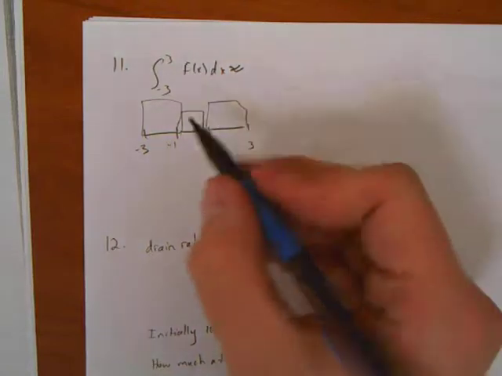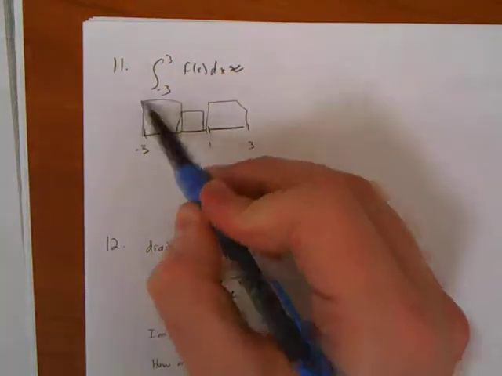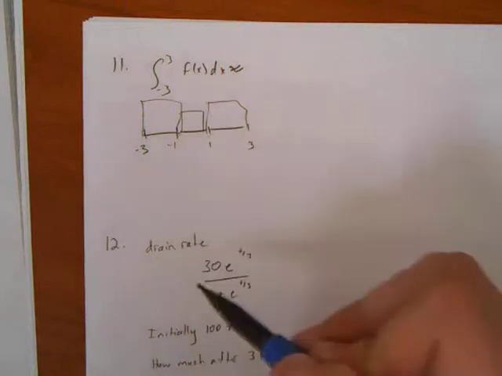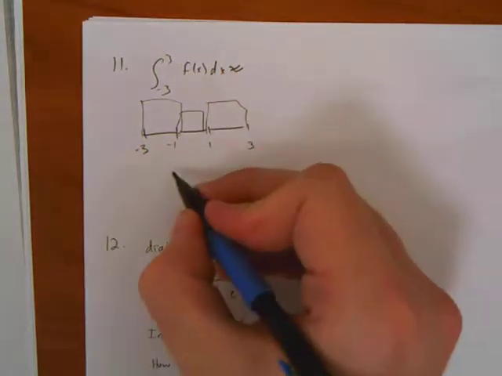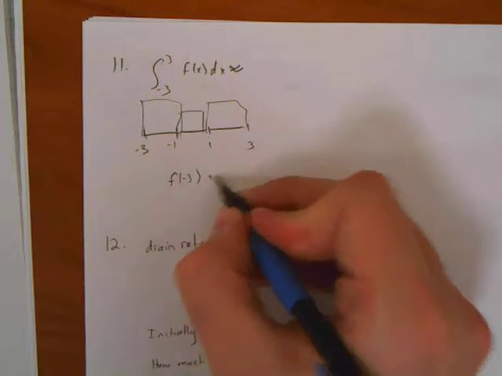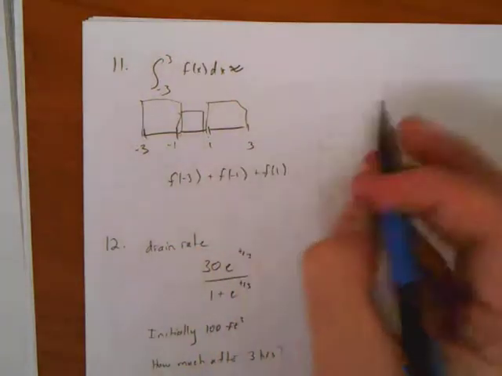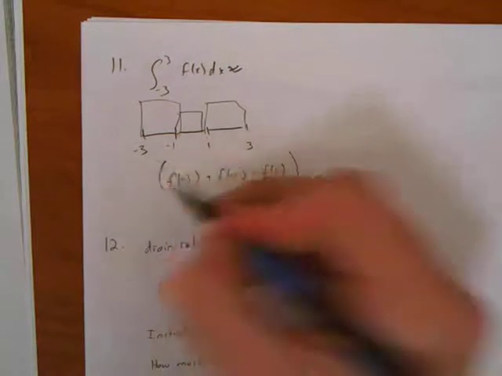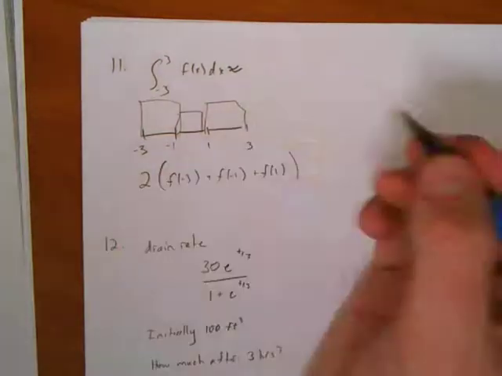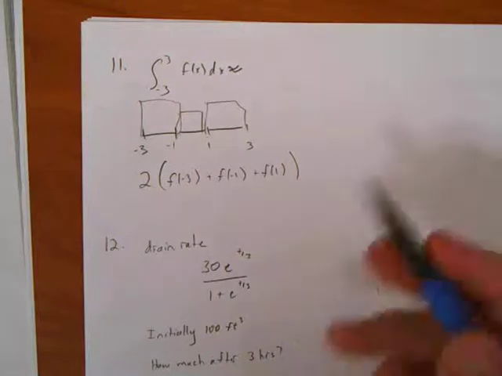So that's important. If we're using left-handed rectangles, we need to know the height of the function at negative 3, at negative 1, and at 1. So what we're going to do is take f of negative 3 plus f of negative 1 plus f of 1. These are all of the heights. And if we multiply all the heights by the width of each of them, which is 2, this will be the area of all 3 of the rectangles added together.